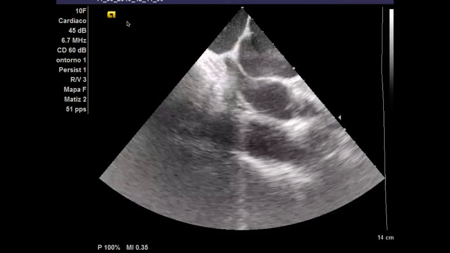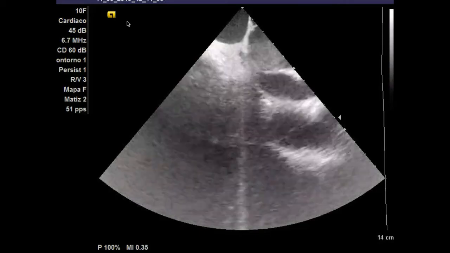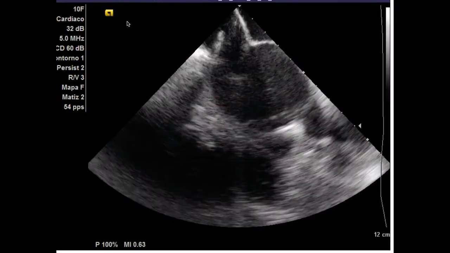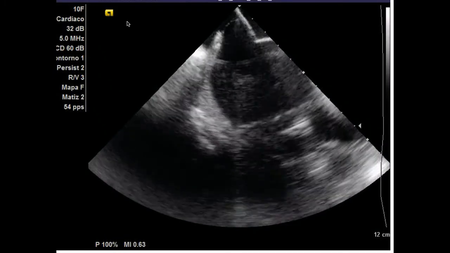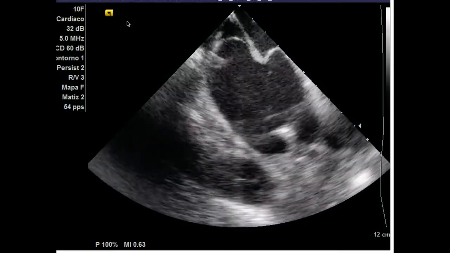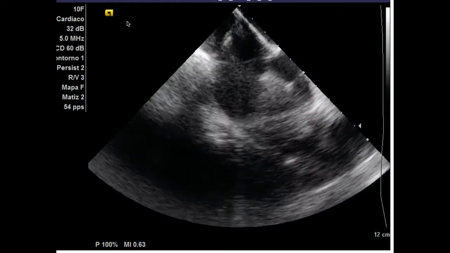Like I said before, sometimes the space is very narrow, mainly when there is aortic root dilatation, for example, in patients with Marfan syndrome. It could be very hard to cross to the other side. Also, if we have an aneurysmatic septum, it could be hard to cross to the left atrium.